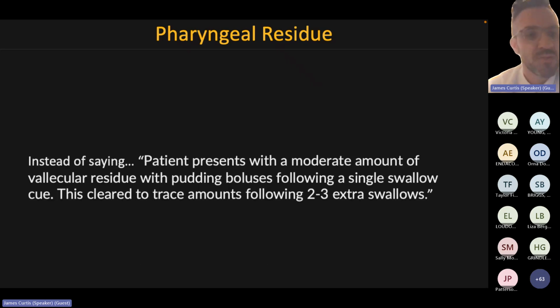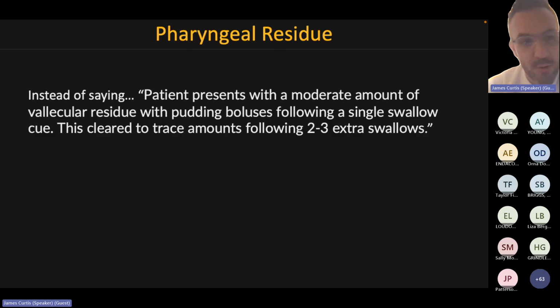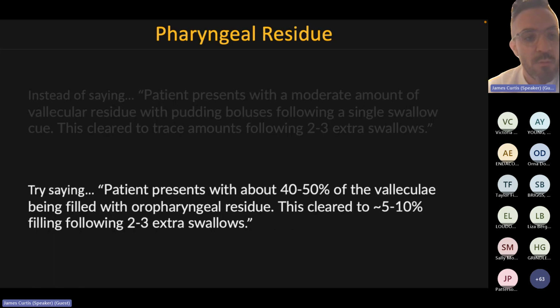So instead of saying something like patient presents with moderate amount of molecular residue, which cleared to trace amounts after a couple of swallows, we might say patient presents with about 40 to 50% filling of the vallecula with oropharyngeal residue, and that cleared to around 5 to 10% filling with a couple of extra swallows. I think this sounds a lot more transparent. Again, they're just estimations. Our percentages are not spot on, so I'm happy to give ranges. But I think this is pretty transparent and pretty easy to say.